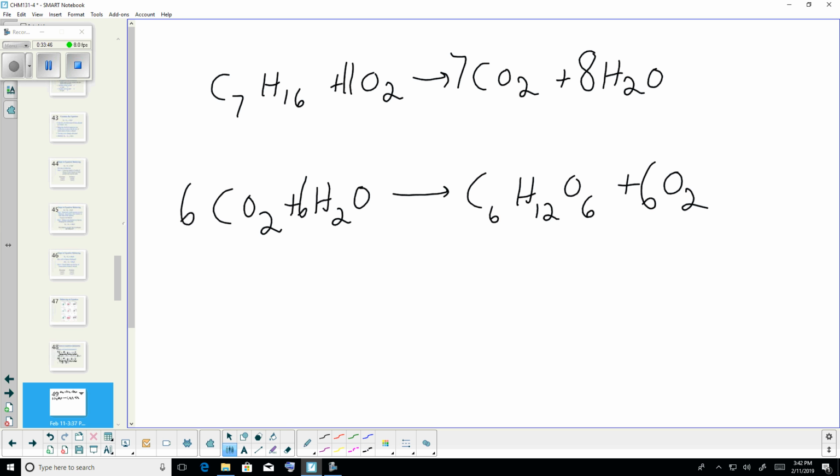Anybody know what that equation is? Photosynthesis. Carbon dioxide plus water gives us glucose and oxygen. Again, it comes with practice. Let's see. Let's try this one.